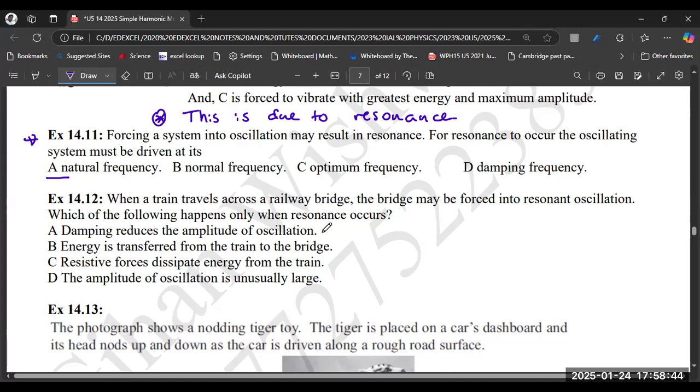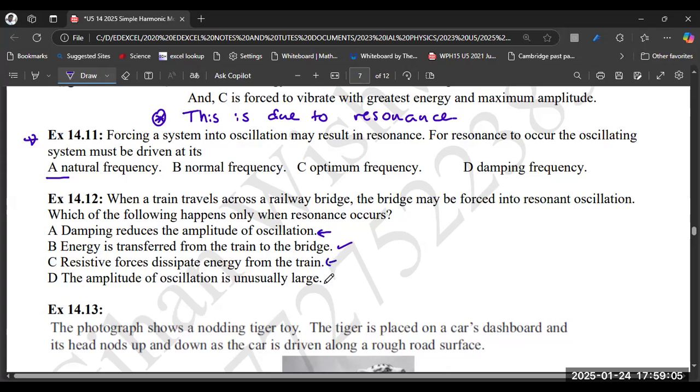Damping we haven't learned yet. Damping reduces the amplitude of oscillation. Energy is transferred from the train to the bridge. It is always happening, even under forced oscillation. Resistive forces dissipate energy from the train, that is damping. We will learn it in the future.